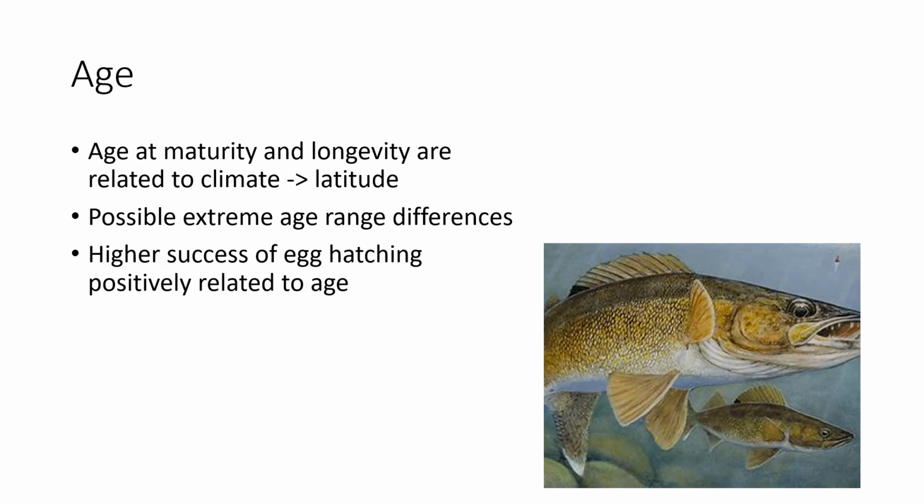Longevity of walleye can vary greatly from northern latitudes to southern latitudes as well. In the south, walleye can live as little as 5 years, and in the north, they can live all the way up to 30 years.